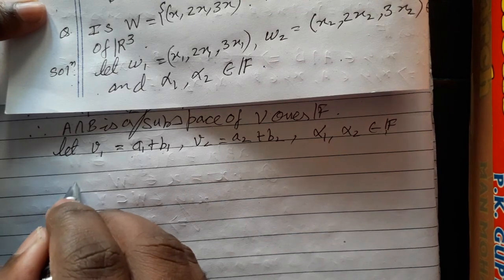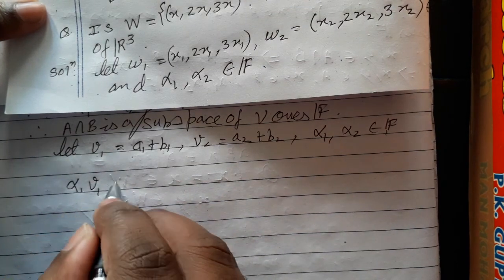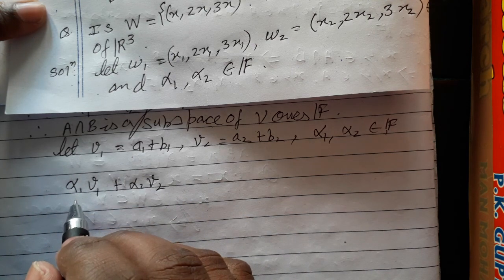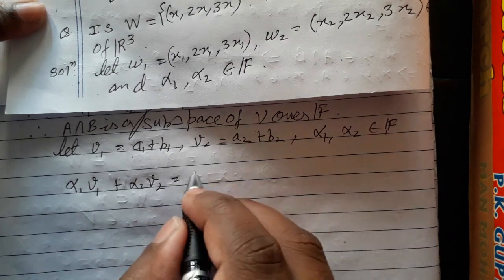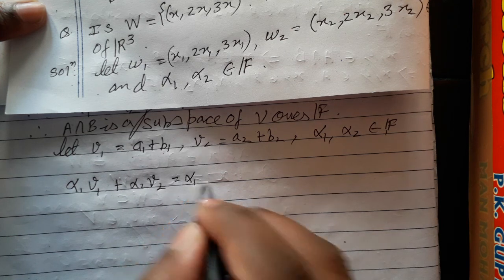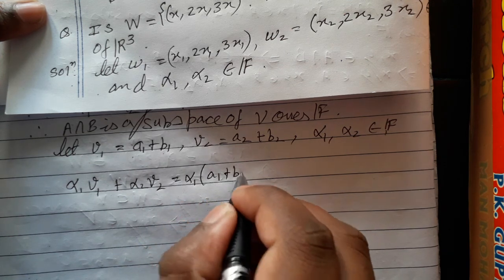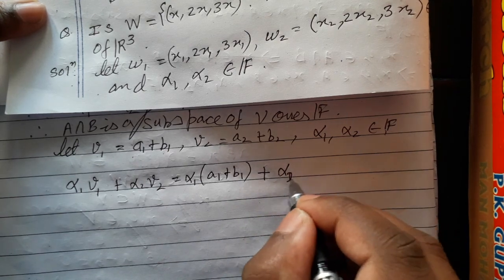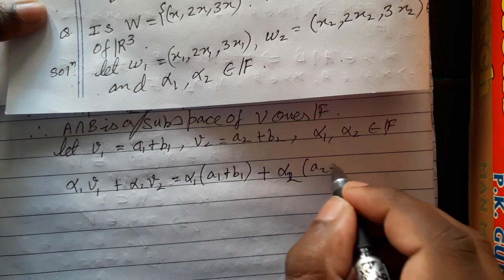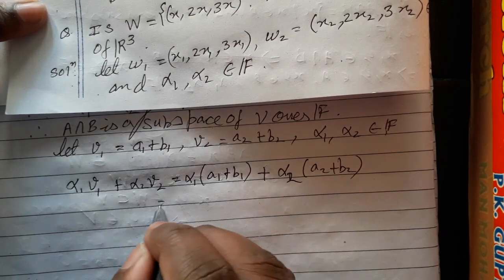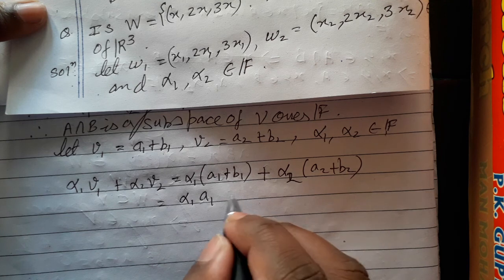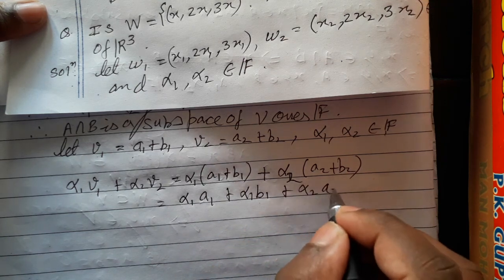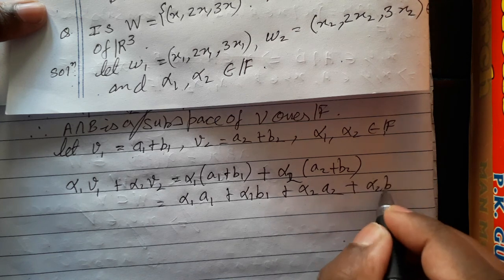Now let me take the linear combination, alpha 1 V1 plus alpha 2 V2. I have to show this linear combination belongs to A plus B. So here we have alpha 1 times (A1 plus B1), and alpha 2 times (A2 plus B2). So this will be alpha 1 A1 plus alpha 1 B1 plus alpha 2 A2 plus alpha 2 B2.